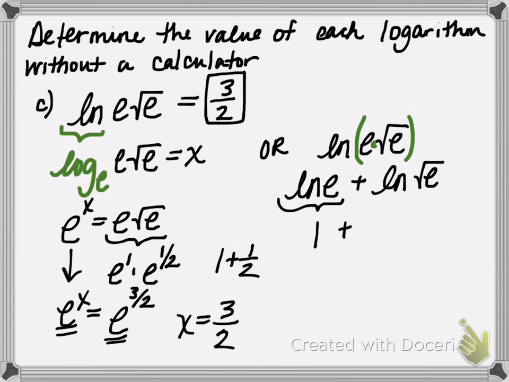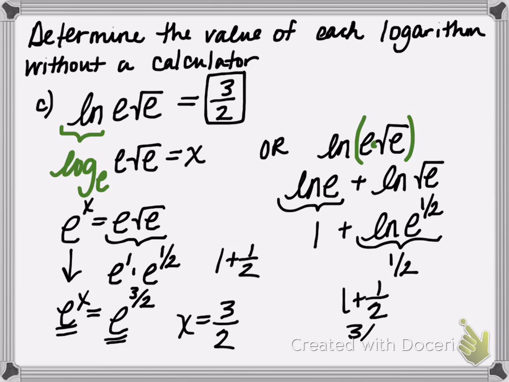And if I do some rewriting here, the natural log of the square root of e, well, square root of e is really e to the 1/2 power. Therefore, the natural log of e to the 1/2 is just 1/2. So we end up with 1 plus 1/2, and that's another way of getting your answer of 3/2.